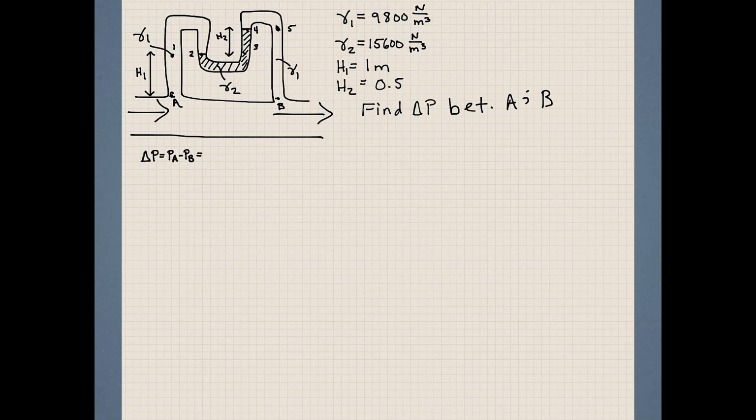So what we're going to do is look at the pressure difference, and we're going to use the same method that we used in the last problem. So gamma times Z1 minus Z2.